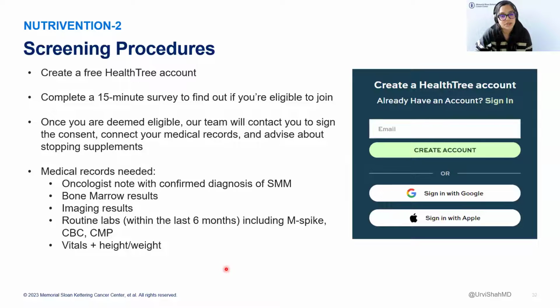Things like your last oncologist note, your bone marrow results, if you've ever had any bone marrow done, imaging results, if you've ever had any imaging done since your diagnosis, routine labs within the last 6 months, including any myeloma markers, CBC, complete metabolic panel, and then vitals and height and weight.